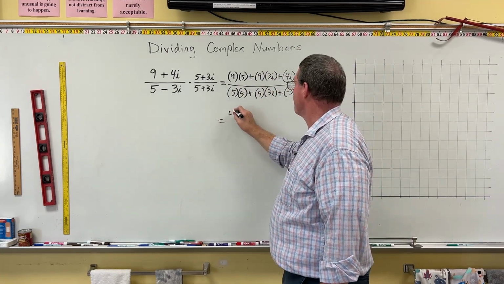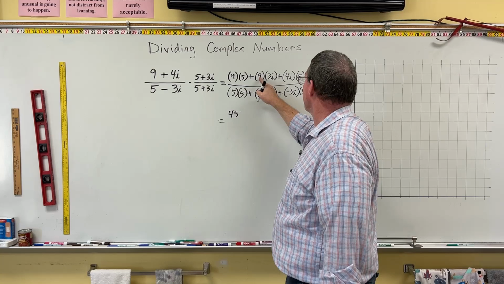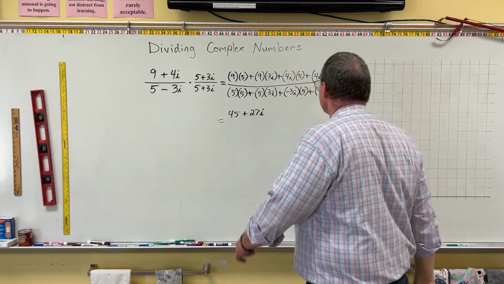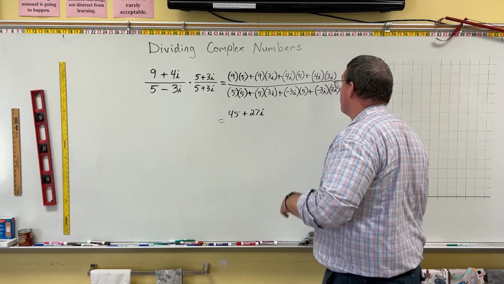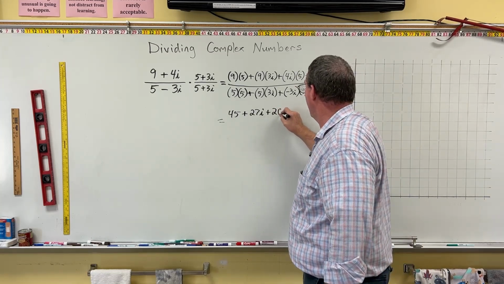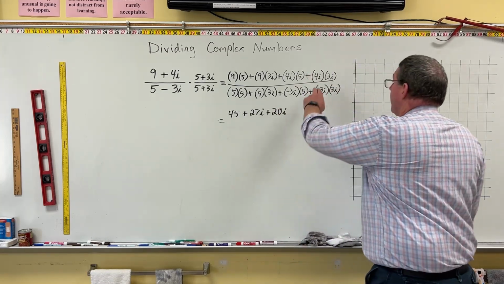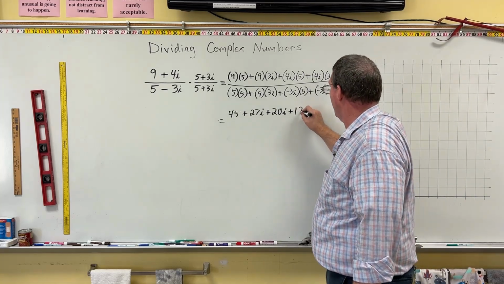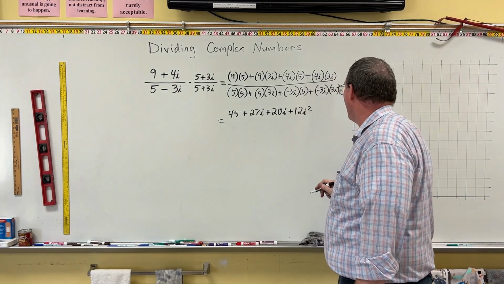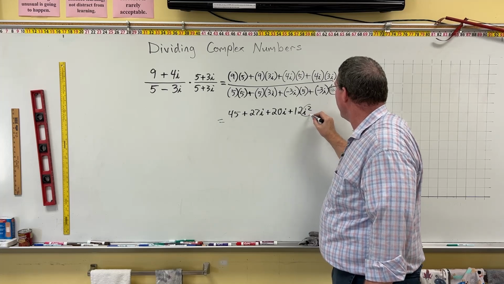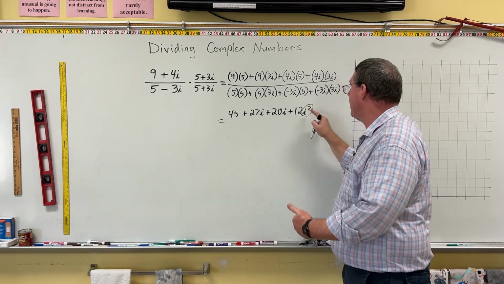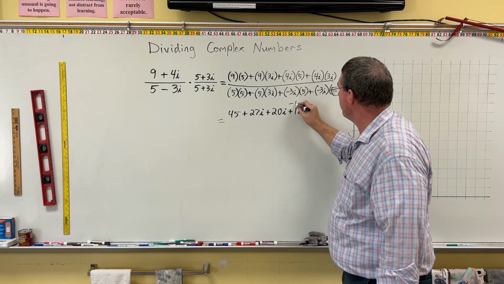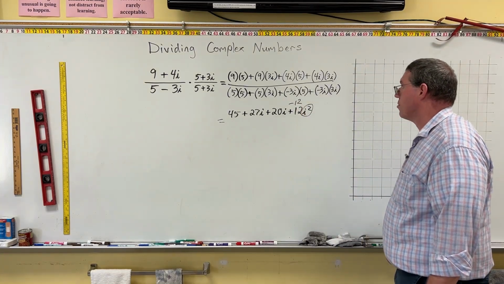9 times 5 is 45, plus 9 times 3 is 27i. 4 times 5, that's 20i, so plus 20i. And then 4i times 3i is 12i squared, so plus 12i squared. Now we know that this i squared is going to become a negative 1, and negative 1 times 12 is minus 12. So this is ultimately just going to become minus 12.